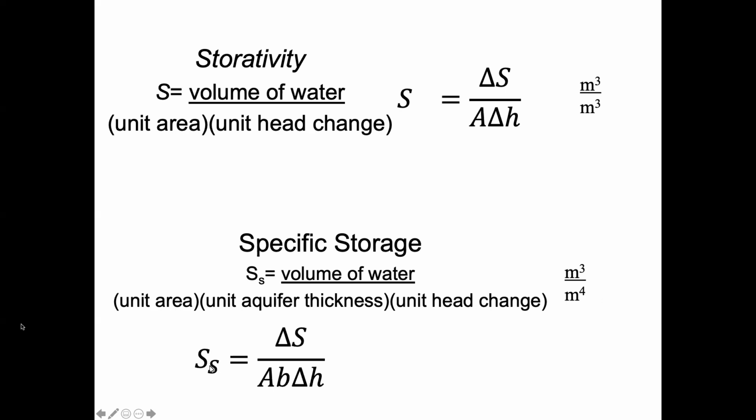So the specific storage value that we see here is equal to our change in storage divided by our area of interest that we're looking at, multiplied by our thickness times our change in head or change in unit head. So we can say that we can relate our storativity here, the big S, to our specific storage here by multiplying by the thickness of our aquifer, B. So we could also rewrite this statement just to say that our specific storage is equal to our storativity over our thickness.